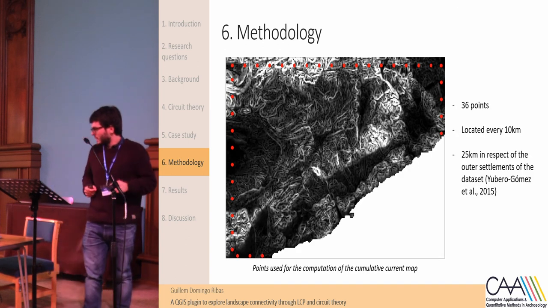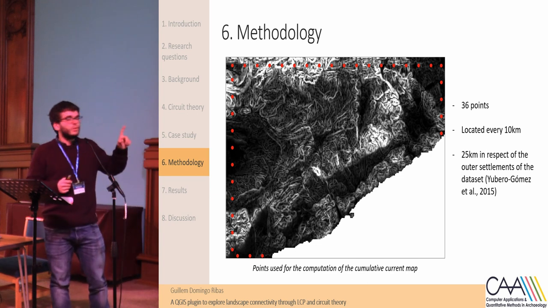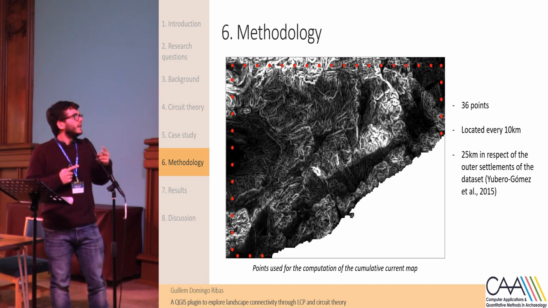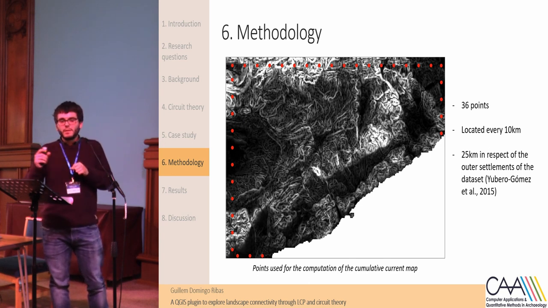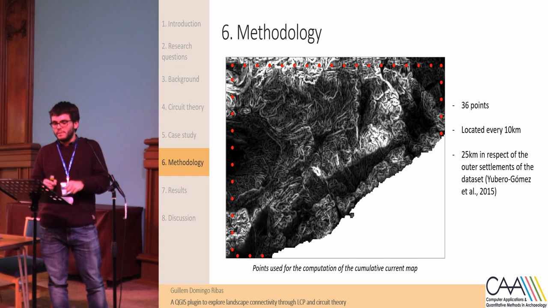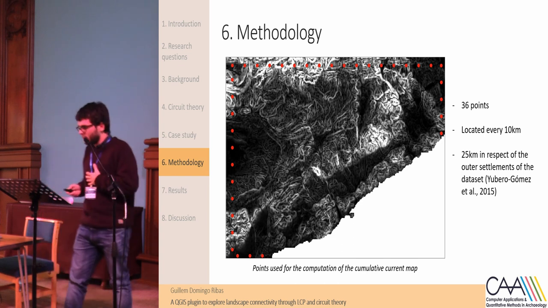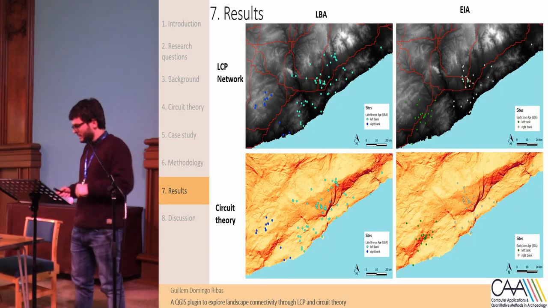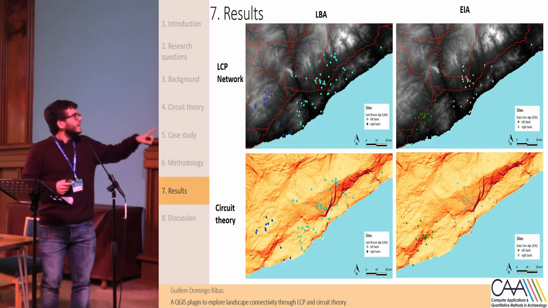So just a quick mention, these are the points I used for my study, both for the least cost path analysis and for the circuit theory model. It's a set of 26 points located every 10 kilometers and placed 25 kilometers far from the outer settlements of the sites I mentioned before, in order to avoid any border effects. So these are the results, least cost path network.